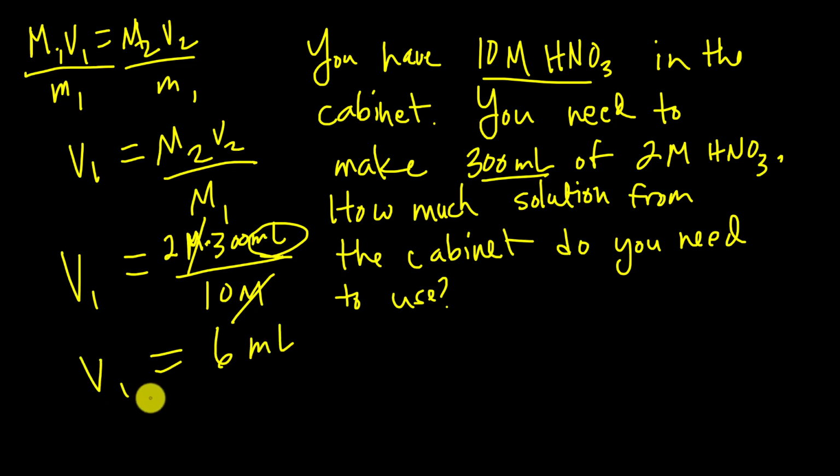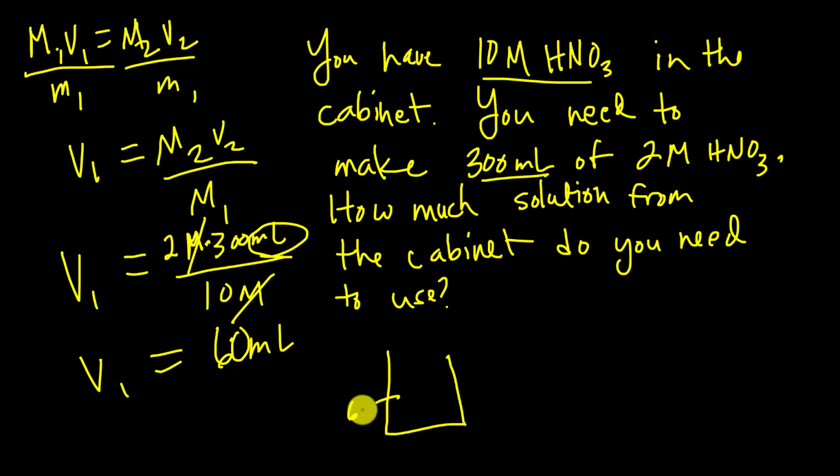So what this tells us is that we need to take 60 milliliters, pour out 60 milliliters from our acid, our 10 molar HNO3 in the cabinet. We need to pour out 60 milliliters, and then we need to dilute that to 300 milliliters. So we pour out 60 milliliters into our beaker.